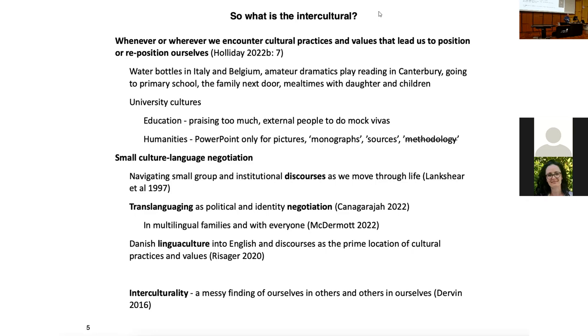And why, when they have a mock Viva, do they have to get other people to come along and do it? Why can't they do it themselves? I just don't understand. There are things that they do that I just don't understand. In the humanities, they only use PowerPoint to put images. They never use PowerPoint for text. They don't talk about books, they talk about monographs. They don't talk about data, they talk about sources, and you can't talk about methodology. So, you know, these are cultural differences, but they're constantly moving and changing.